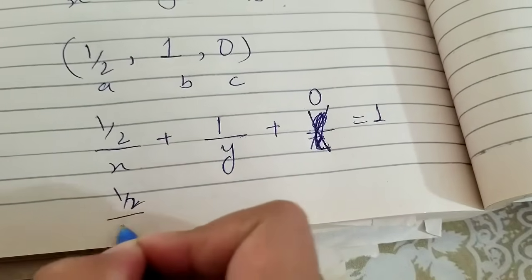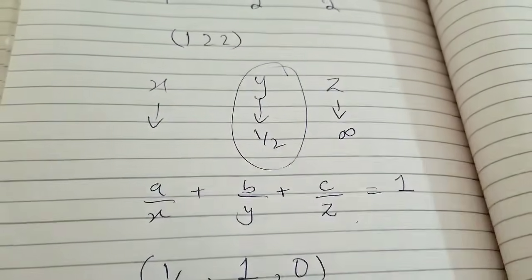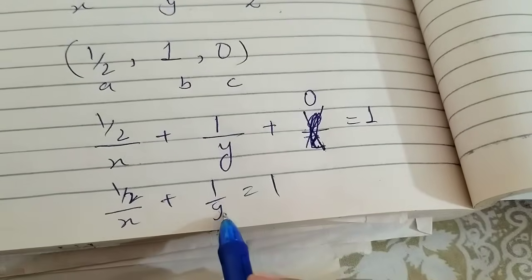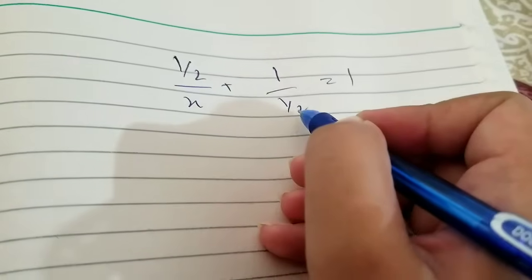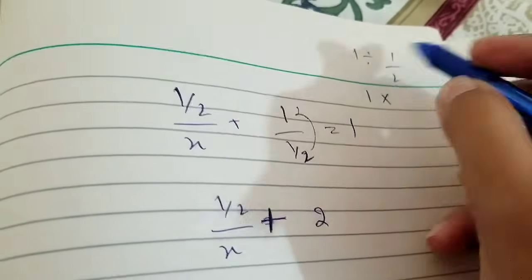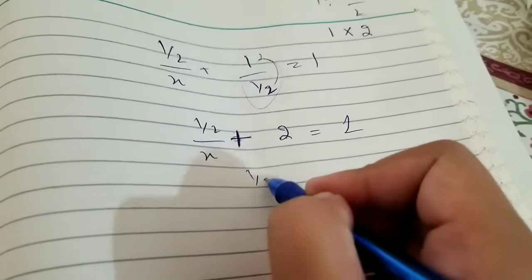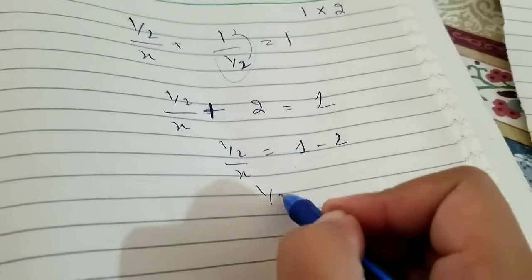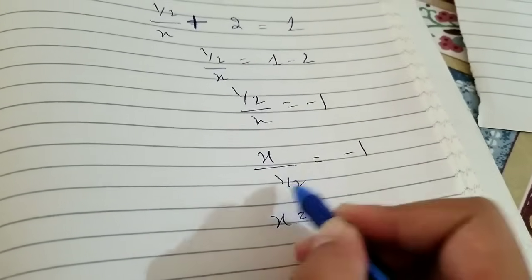So 1 by 2 over x plus 1 over y equals 1. We'll put the value of y right there, which is 1 by 2. The intercept for the y direction is 1 by 2. So we'll put that right there, and we get 1 over 1 by 2 equals 1, and this one will go up and becomes 2. Okay, it is like 1 divided by 1 by 2, and if we change the sign from a division to multiplication, then it will just get inversed. So 2 is the answer of this fraction, and it equals 1. Now 1 by 2 by x, this one goes there, and it is minus 1. Now we'll take the inverse on both sides. X over 1 by 2 equals minus 1, and x equals minus 1 by 2, and this is the x-intercept.